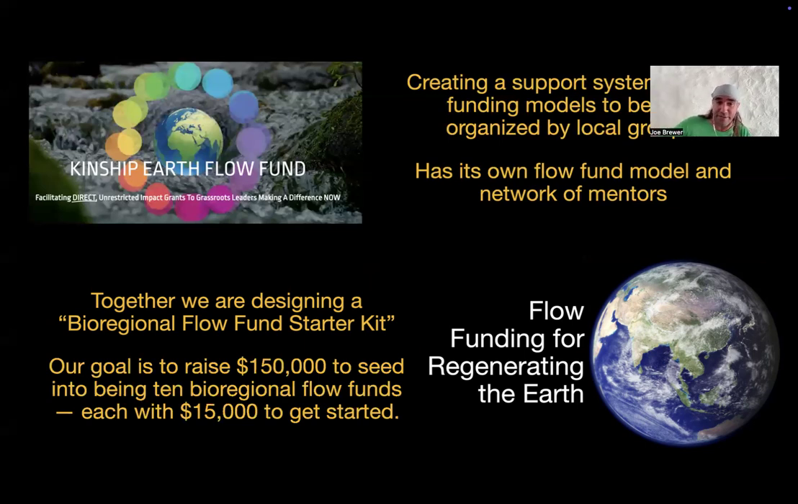Kinship Earth would receive and manage that money, and then that would seed 10 bioregional flow funds, which means each bioregional team that organizes itself according to the criteria of these starter kits can apply for and receive $15,000, which would be $5,000 to the team to pay them for managing the flow fund and $10,000 to practice flowing it into their local bioregion.